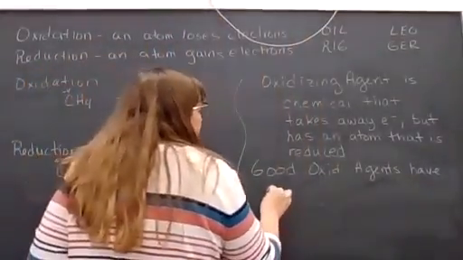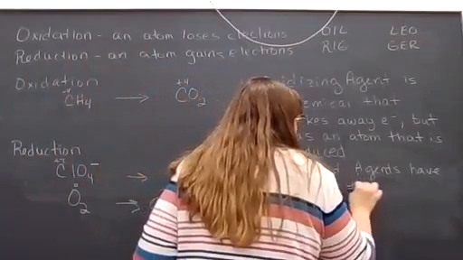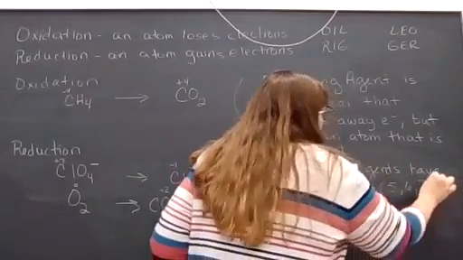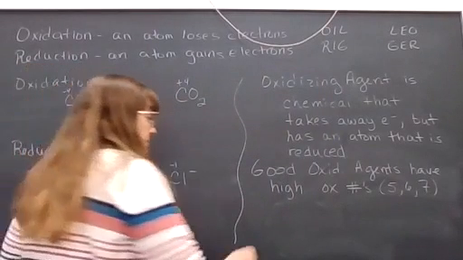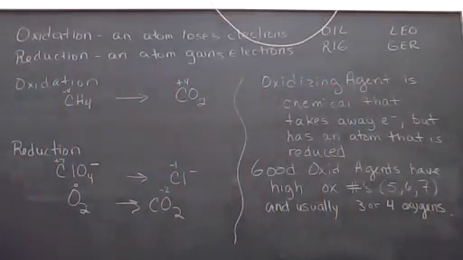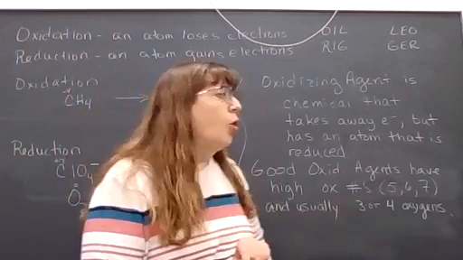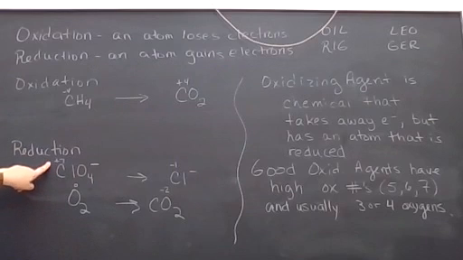Good oxidizing agents have high oxidation numbers. So they're going to be like +5, +6, +7, and possibly have a lot of oxygens. So when we have chemicals like a nitrate, that's NO3 minus, that's a good oxidizing agent. It has 3 oxygen, it's in the +5 oxidation state. Or perchlorate, it has 4 oxygens in the +7 oxidation state.